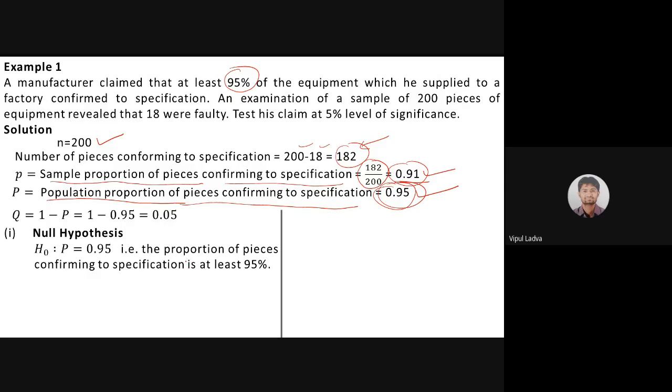A simple doubt might be in your mind: sir, he was saying 95% should be proper. The manufacturer claims that 95% of the equipment is perfect, tested okay, and when we are testing, we are having just 0.91 material which is okay. So here you can conclude easily this claim is wrong, is it? This claim is perfectly wrong, at least for this sample.